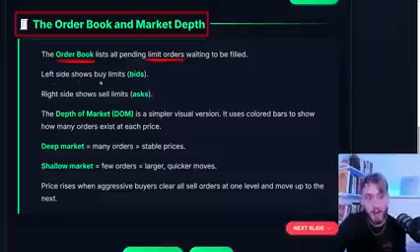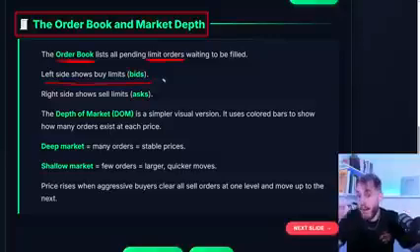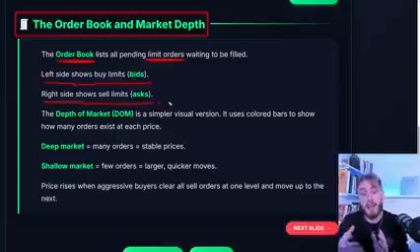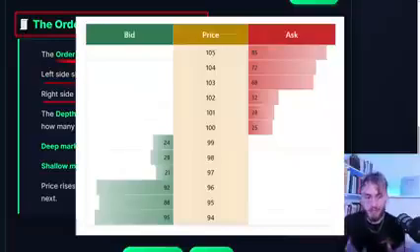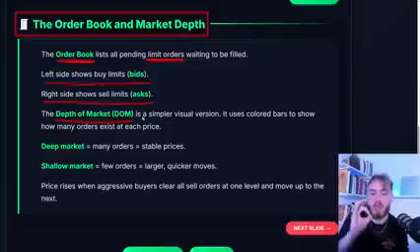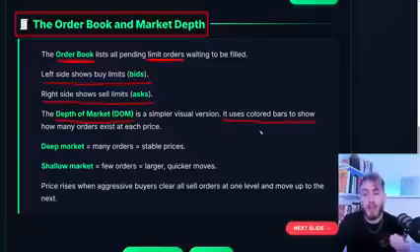And the left side of the order book shows buy limits. So these are buy limit orders. And the right side shows sell limits. The buy orders tend to be green. The sell orders tend to be red. And don't worry, I will show you guys a visual very soon. But here, and this is important, the order book can actually be pretty hard to read, but there is something called depth of market, or for short DOM, which is a more simple version of the order book. The depth of market uses clear colored bars to show how many orders exist at each price.